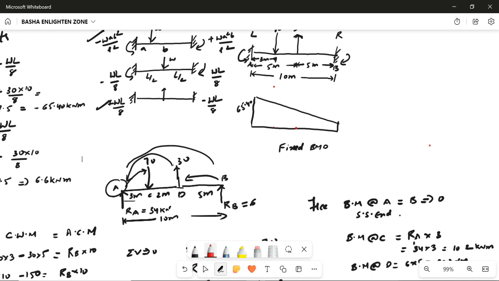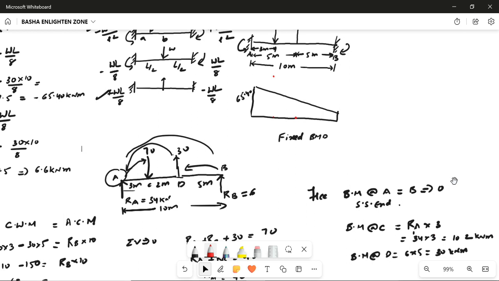And this 30 value will be lower than that, somewhere here, exactly at point D. The moments at A and B will be 0. So join these lines. This is 30 kilonewton meter and this one is 102 kilonewton meter. So this is the free BMD. Whatever line we draw is the free BMD. Once both are combined, it will be the resultant or final bending moment diagram.